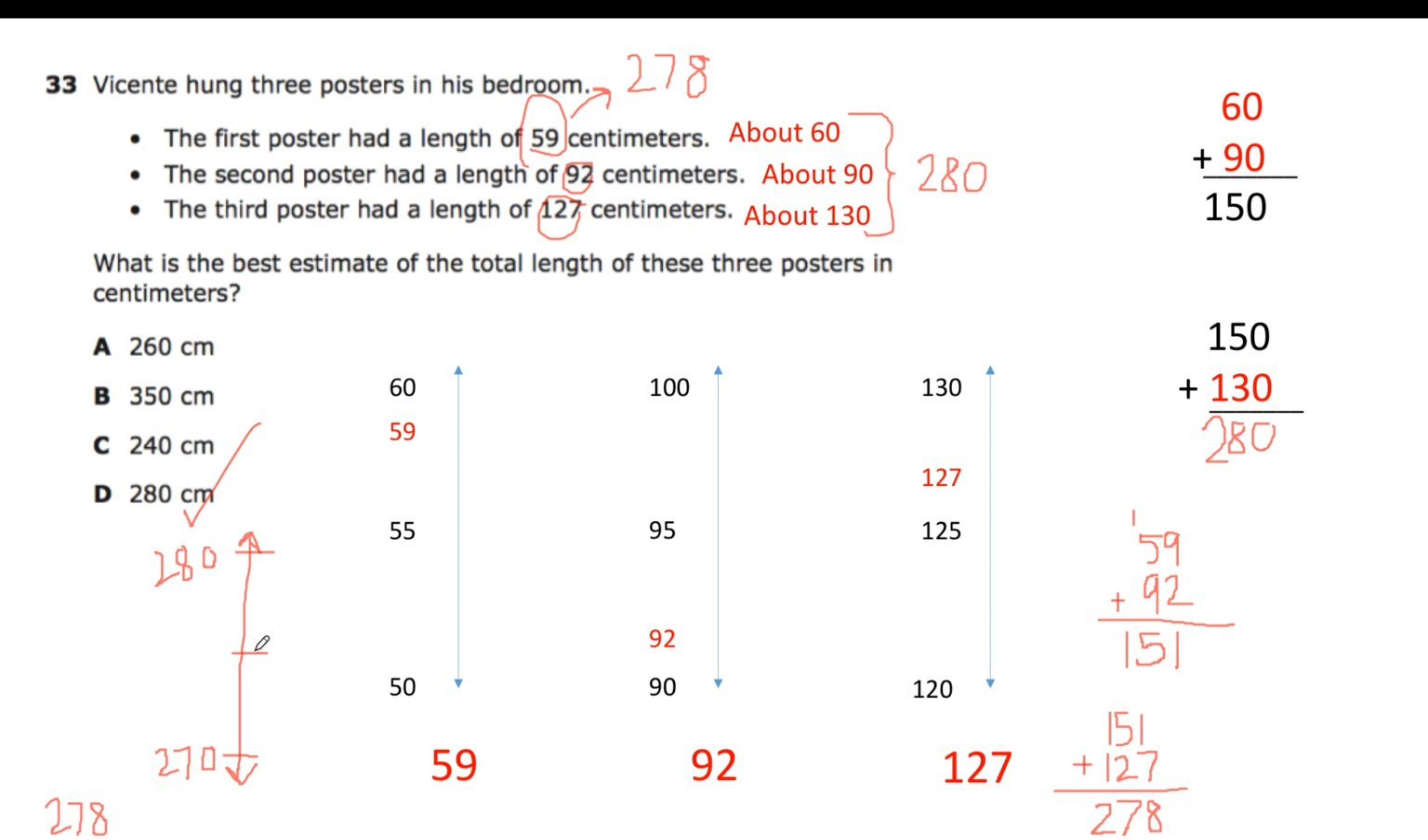I know halfway between this is 275. And now I need to place my 278. Well, I know that 8 is greater than 5, so I know that 278 is going to be above 275. And that means that I'm going to round up to 280. And look, I get the same answer whether I estimate before I add or after I add. So 280 is my answer. 280 centimeters.